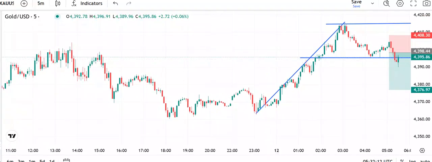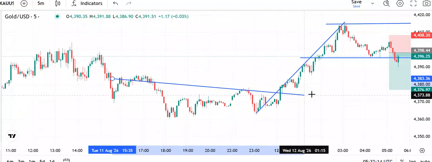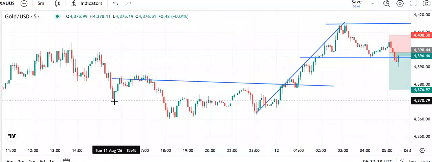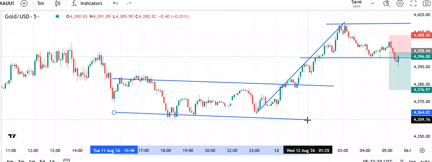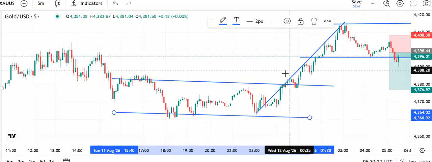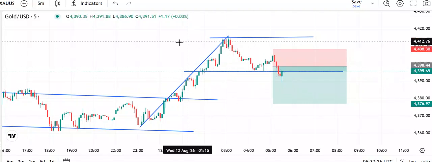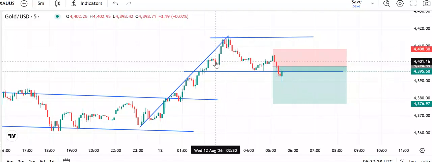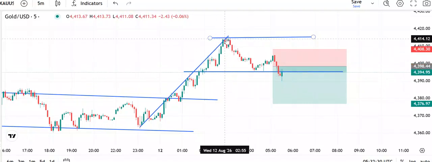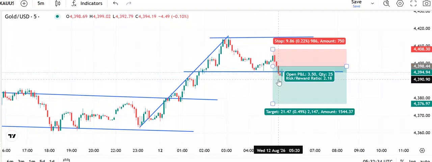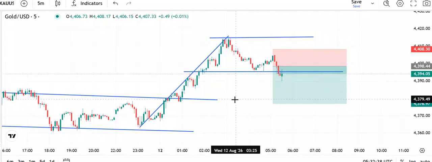Okay, like we have a range here. Alright, then we have a breakout. So this is the appropriate point to enter. We also have a range here where price makes high, low, higher high, lower low, lower high, then breakout. So this is the appropriate place to enter.